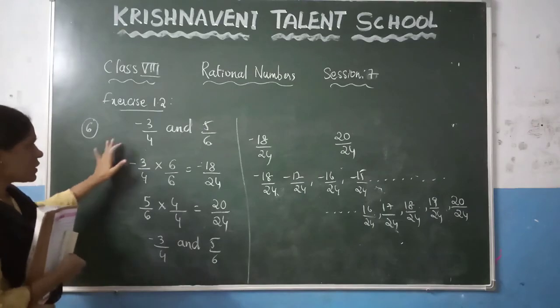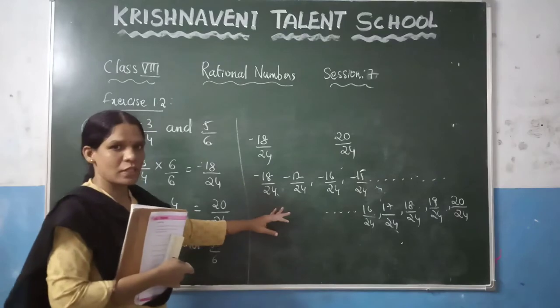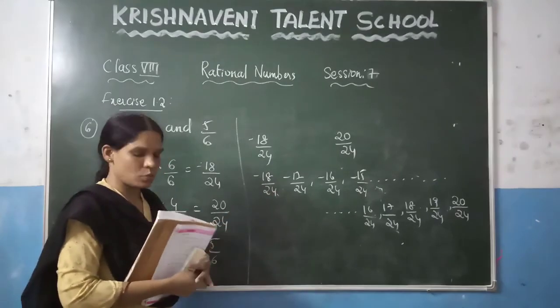What is our first step? You just need to make the denominators equal. After making the denominators equal, you can write the rational numbers that lie between these two numbers.